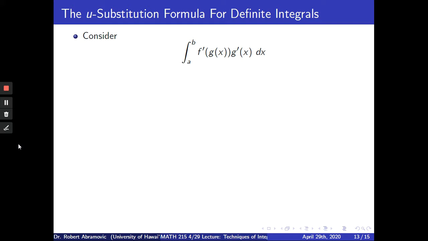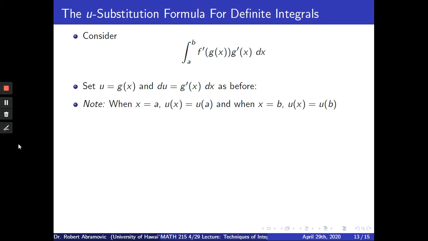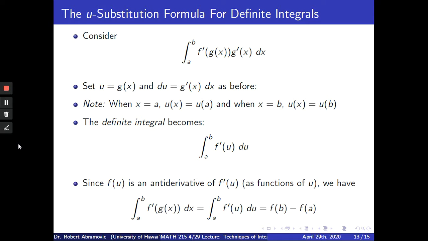Now here's the u-substitution formula for definite integrals. The integral of f prime of g of x times g prime of x, evaluated from a to b. Let's set u to be g of x and du to be g prime of x dx. When x is a, u is equal to g of a. When x is b, u is g of b. The definite integral becomes the definite integral from a to b of f prime of u times du.